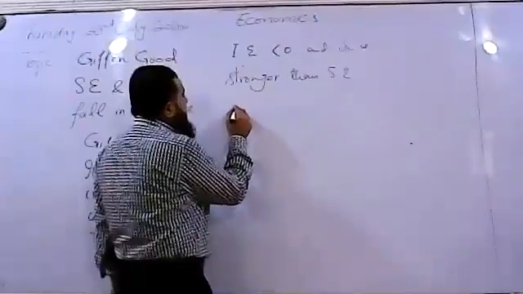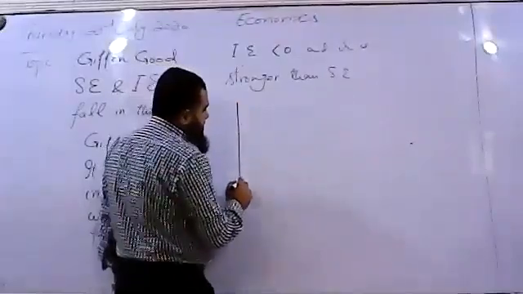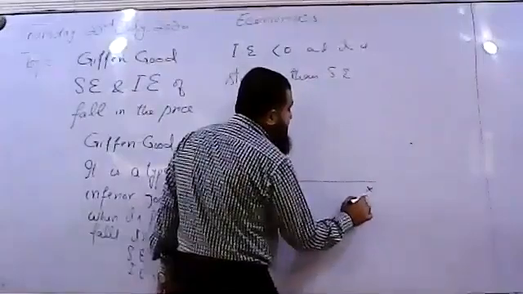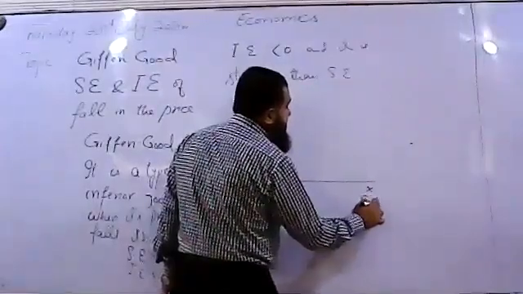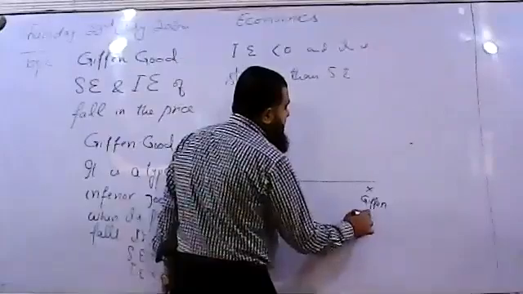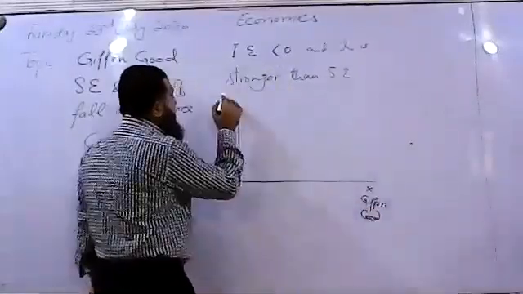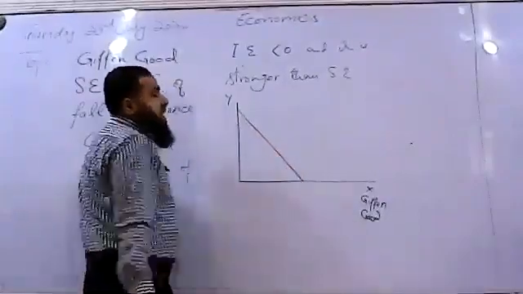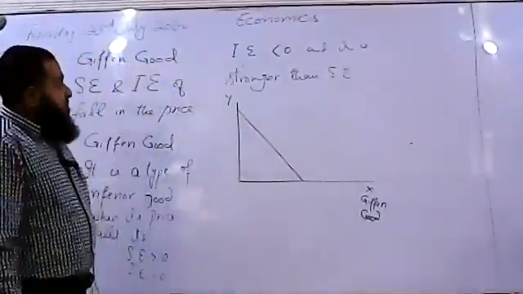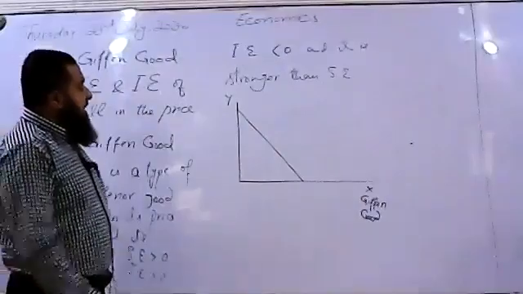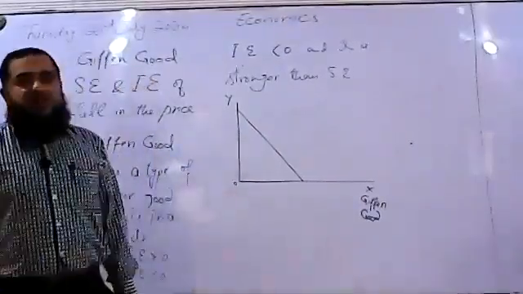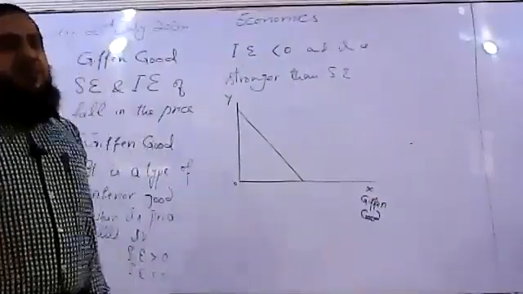Okay, now I'm diagrammatically analyzing the situation which is happening with the Giffen good. Now I'm taking X as a Giffen good, like it is an inferior good. So we say this is the consumer's budget line, where all the bundles lying along this budget line are equally affordable by the consumer within his income and the prices of the two goods.